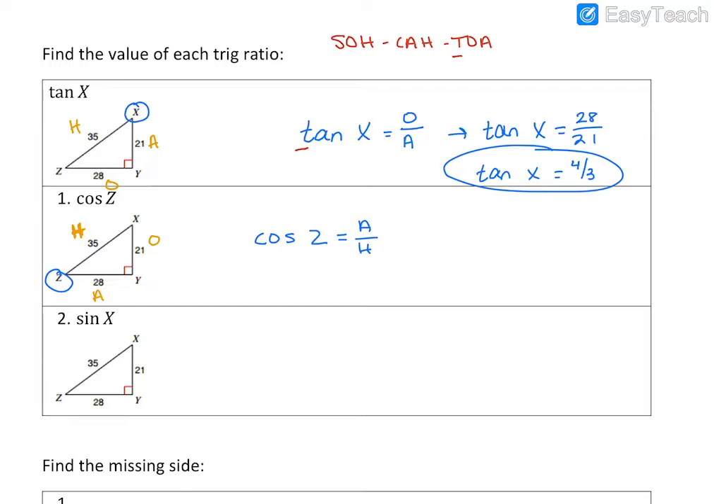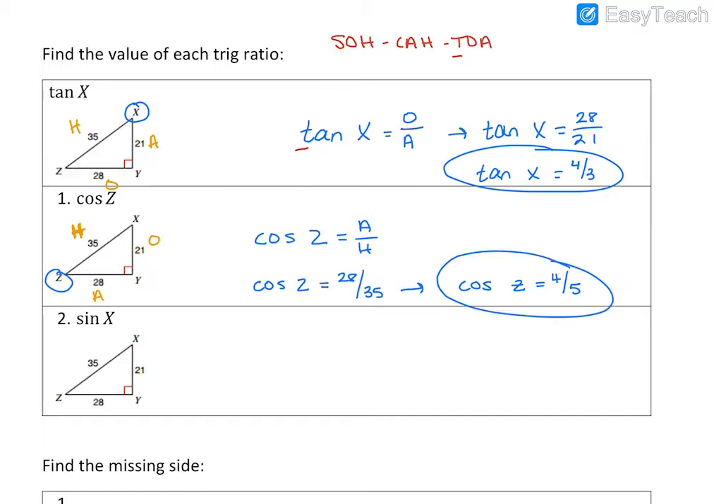So then what I can do now is I can fill out cosine z is equal to A is 28 and H is 35. Again, if I can reduce this, I will. Cosine z, 7 goes into both of those also, so we would have 4 over 5.